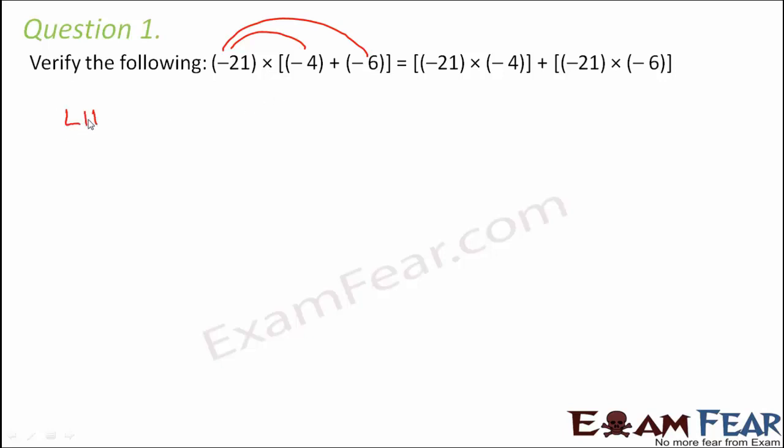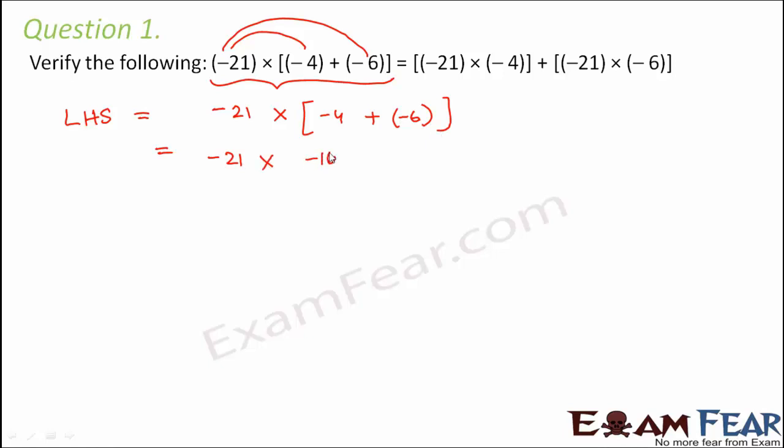So for that, let us first calculate the left hand side. So this is the left hand side. This is minus 21 into minus 4 plus minus 6. So minus 4 plus minus 6, that is equal to minus 10. So minus 21 into minus 10 will be equal to 210.